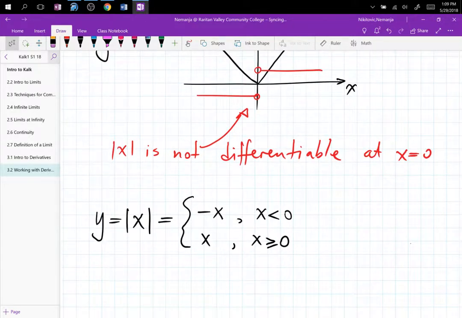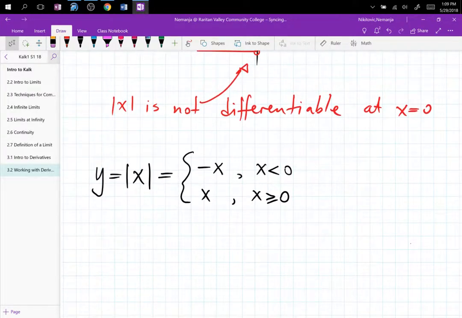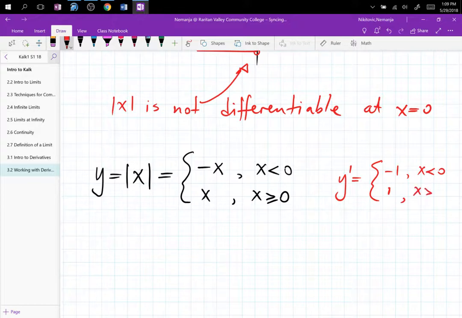Now, the derivative of x is 1. We see the slopes, right? So now if I want to find y prime, y prime would be -1 for all x's less than 0 and +1 for all x's bigger than 0. So piecewise functions will have derivatives at each of their pieces separately.